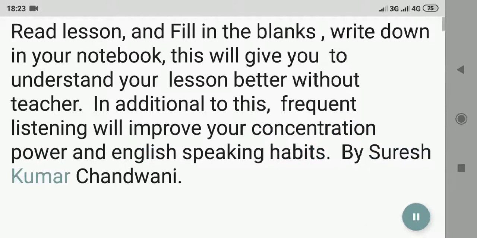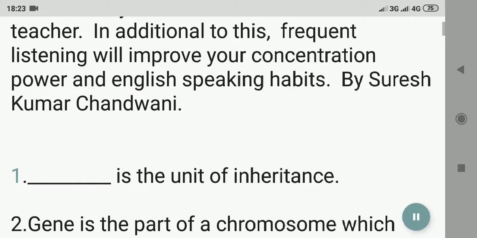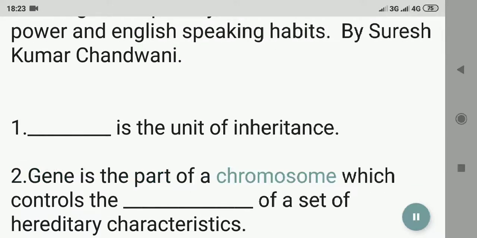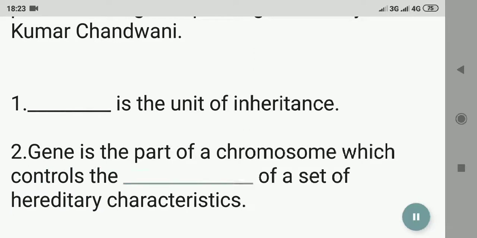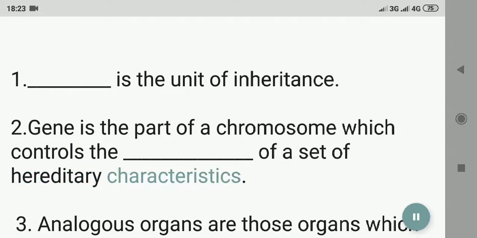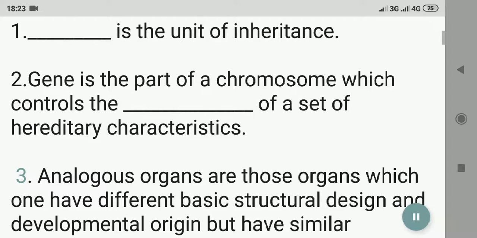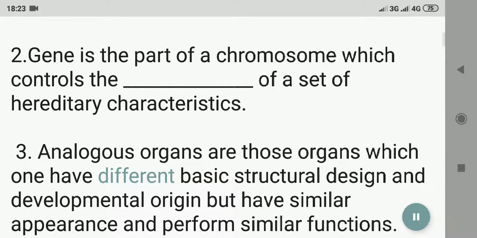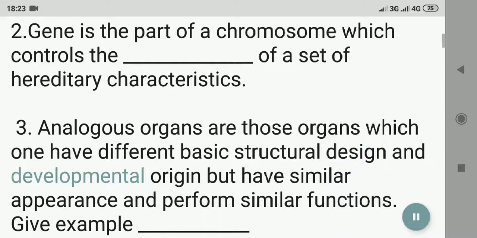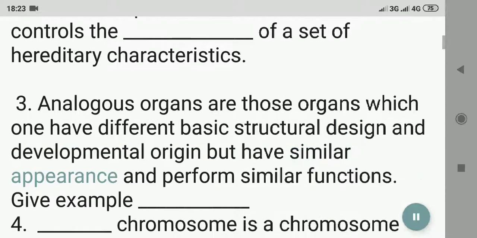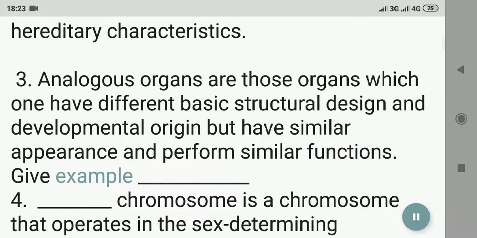By Suresh Kumar Chandwani. 1. Blank is the unit of inheritance. 2. Gene is the part of a chromosome which controls the blank of a set of hereditary characteristics. 3. Analogous organs are those organs which have different basic structural design and developmental origin but have similar appearance and perform similar functions. Give example blank.